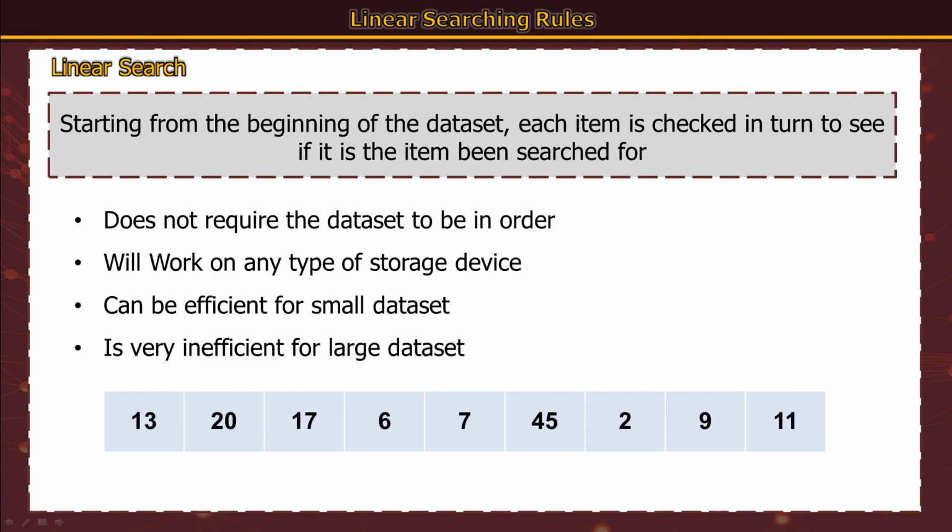So let's take a look at the linear search. A linear search starts from the beginning of a data set. Each item is checked in turn to see if the item is the one that we in fact are looking for. Okay, so what's a data set?